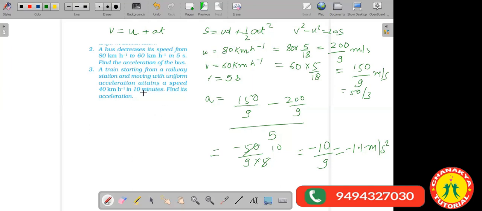Okay, so try to find the next one. Try to find the answer to this third one. A train starting from a railway station and moving with uniform acceleration attains a speed of 40 km per hour in 10 minutes. Find its acceleration. So I prefer you to find the acceleration in fractions only. It will be in meter per second square, but in fractions. Okay. So let's see if you can find this out. This was your solution to question 2. You need to solve this third one now.